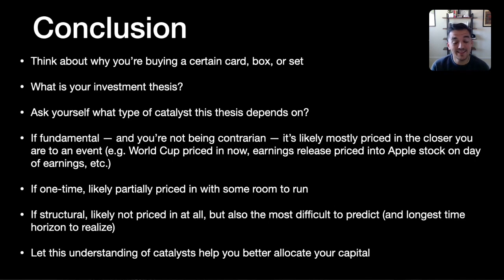Structural catalysts, likely not priced in at all, but that's both because they're the hardest to understand and the hardest to predict, and also have the longest time horizon to realize. So if you have a lot of conviction on the soccer card market long term, and soccer being a popular sport in America long term, you could allocate capital to consolidating into rare, historically great type cards, with the idea that if and when the market plays out like you think it might, then those cards will be worth significantly more someday.